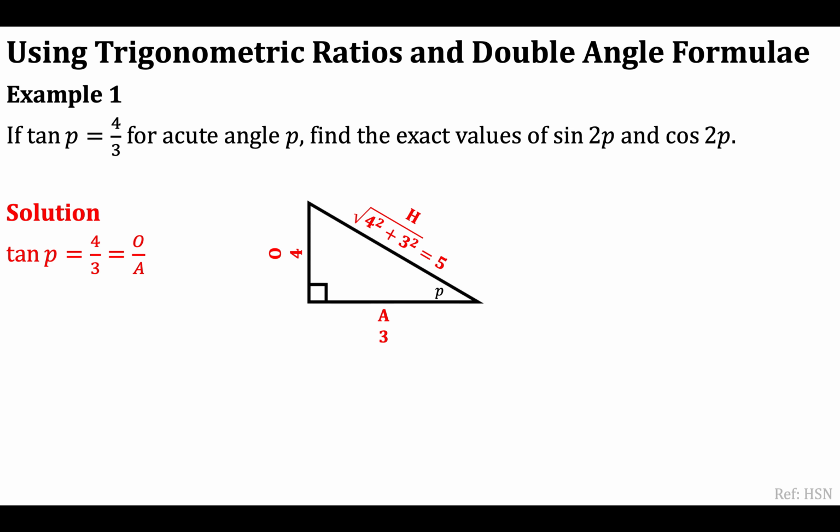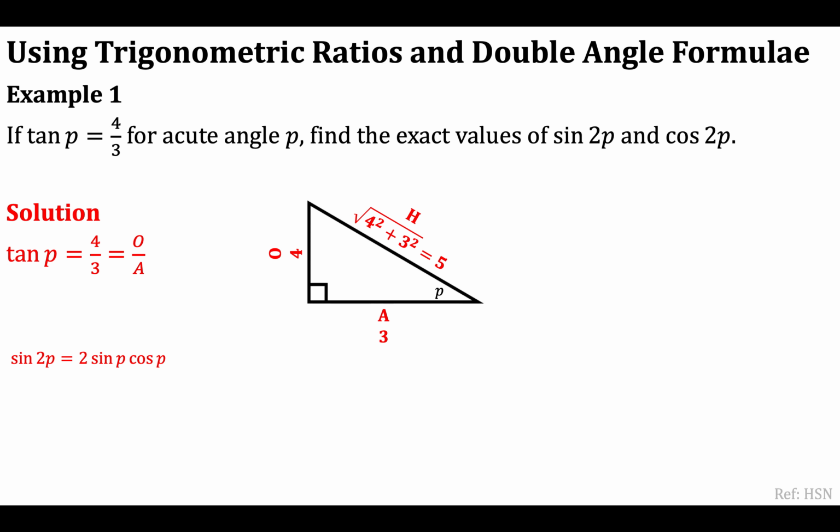We can find our hypotenuse using Pythagoras' theorem. So we take the square root of 4 squared plus 3 squared, and that's equal to 5. We've got a Pythagorean triple there, because we've got three whole numbers which make the lengths of that right angle triangle.